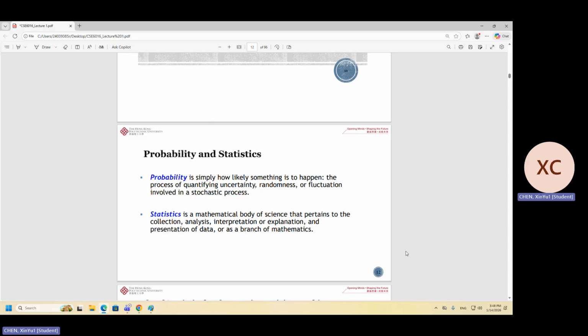So what is probability? Probability is simply how likely something is to happen. Many times we use a percentage for probability. It is the process of quantifying uncertainty, randomness, and fluctuation involved in stochastic processes. And statistics is a mathematical body of science that pertains to the collection, analysis, interpretation, and so on. I don't need to explain this in detail, right?